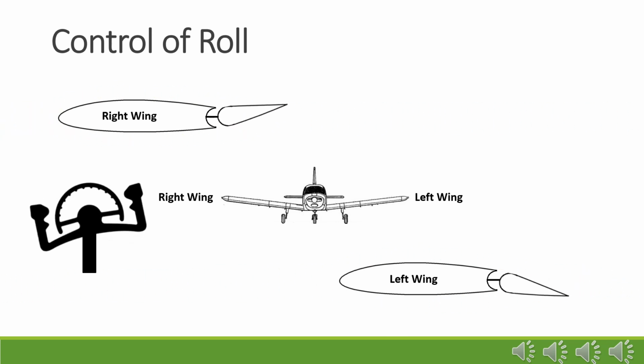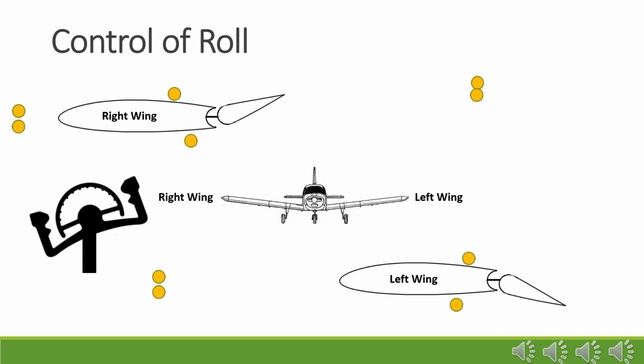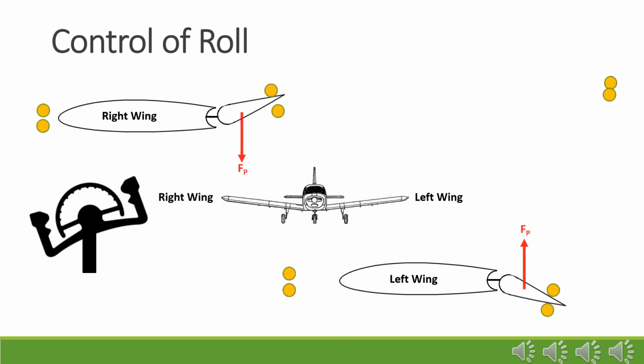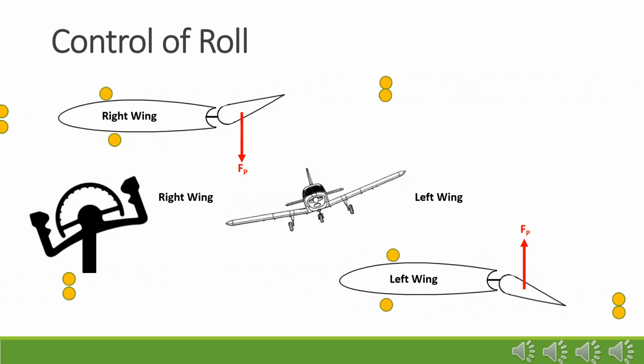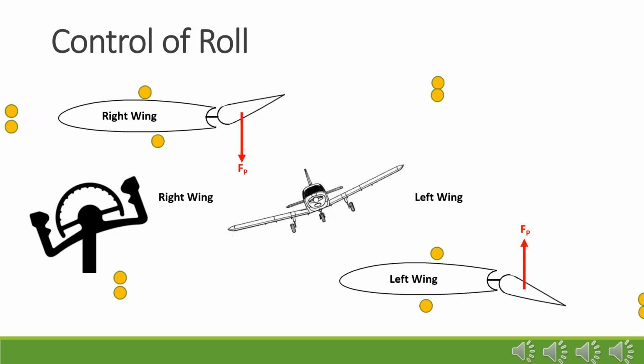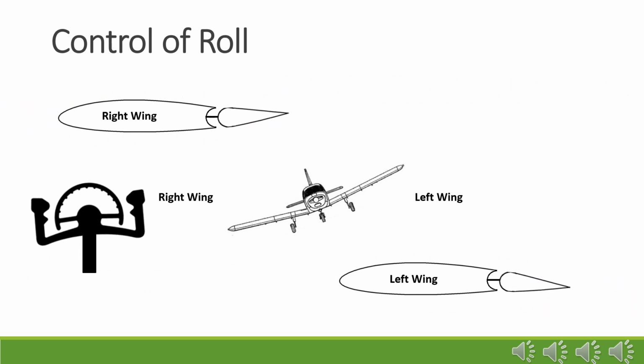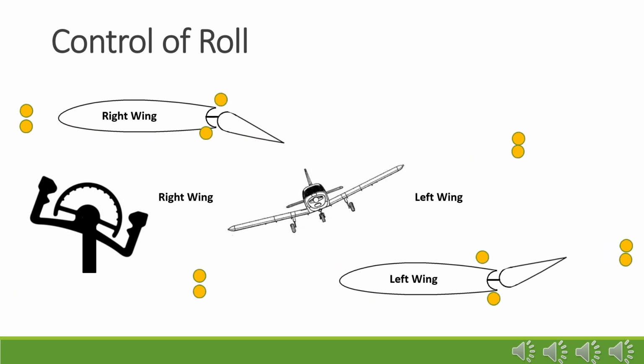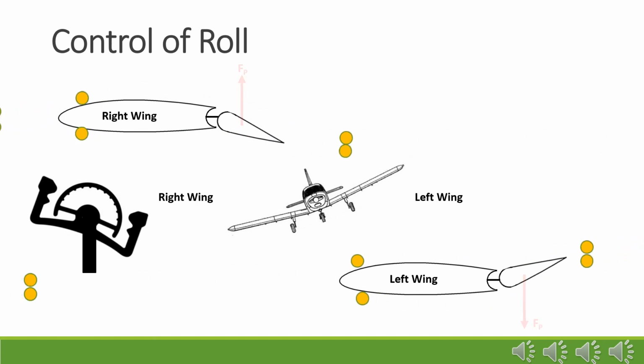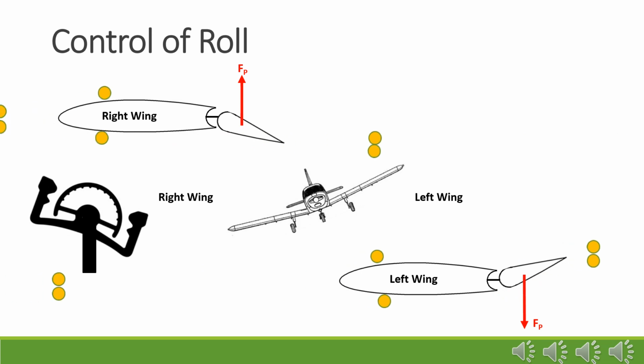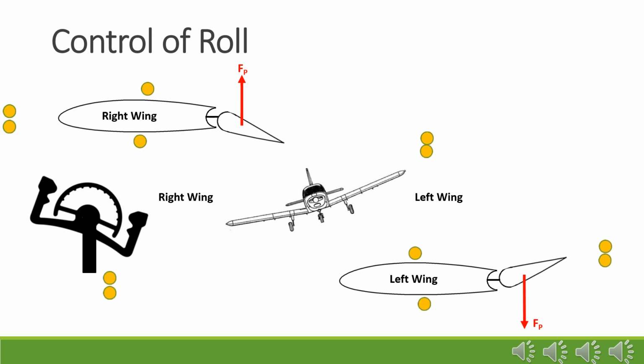By turning the control yoke to the right, the right aileron moves upward and the left aileron moves downward. The normal and perpendicular forces are applied, with the perpendicular force pushing the right wing downward and the left wing upward, rolling the aircraft to the right. By turning the control yoke to the left, the right aileron moves downward and the left aileron moves upward. The normal and perpendicular forces are applied, with the perpendicular force pushing the right wing upward and the left wing downward, rolling the aircraft to the left.